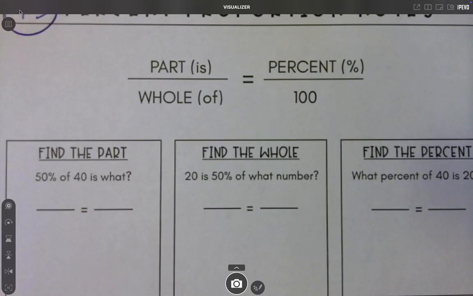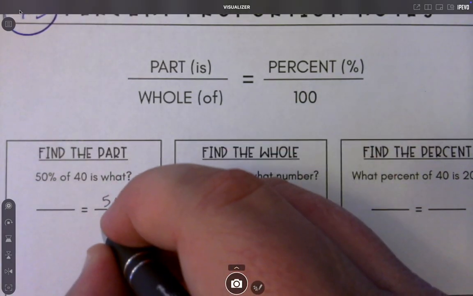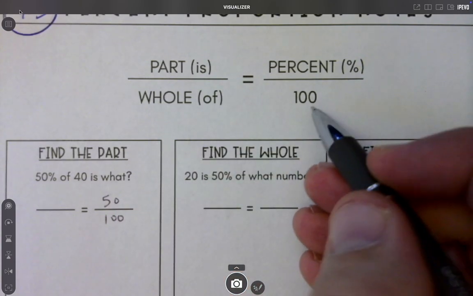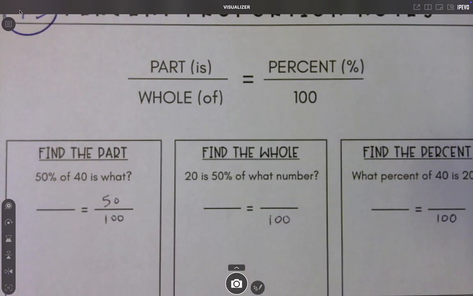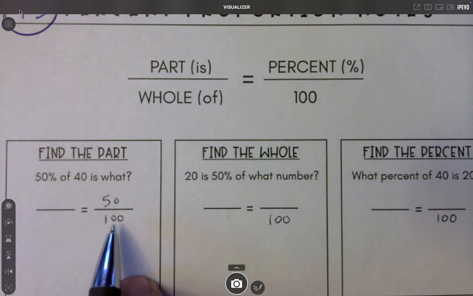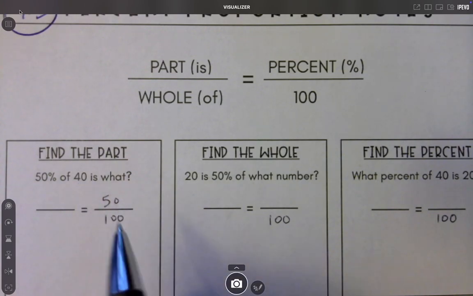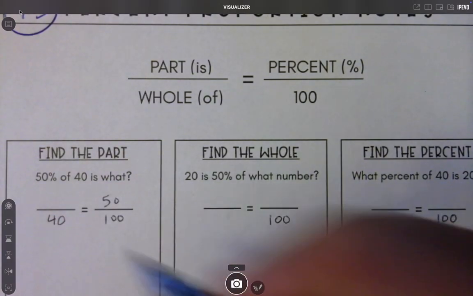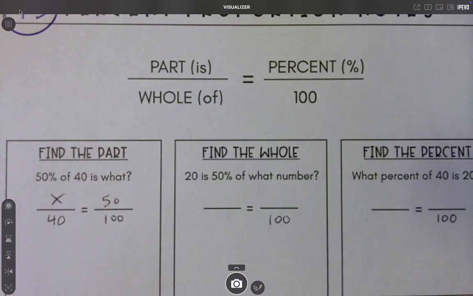So let's use that with the very first one. 50%. So right away, I know 50 goes here, and always 100 goes here. This never changes. This is always 100. So I could just write 100 on all of these. So 50%, I put 50 on the top above the 100. Of 40. So 40 is the whole, so I put it on the bottom. Then it says is what? We don't know the is, so that's where we put our X. Or you can put N or A or B or whatever letter you want. So now we have it set up.